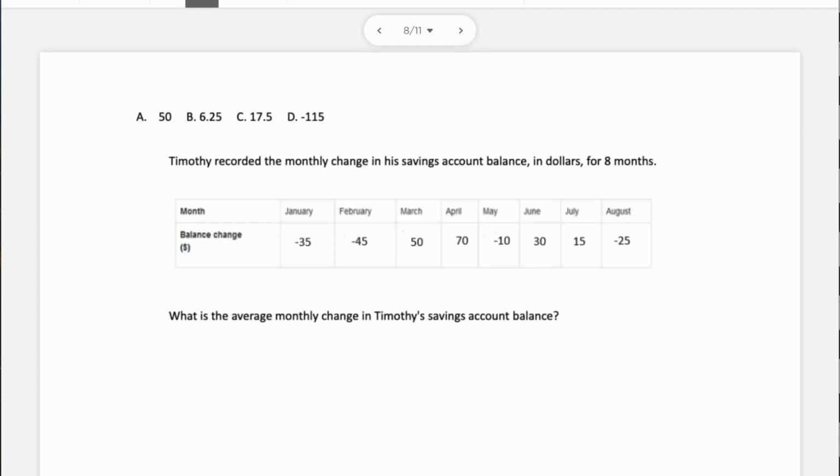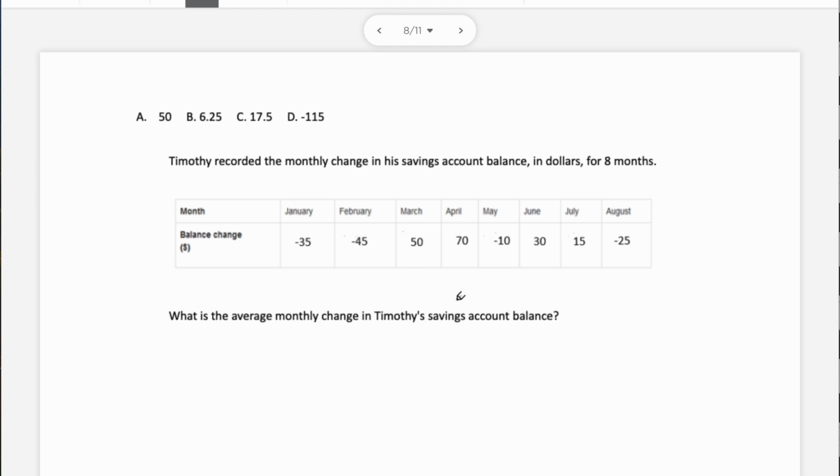All right, moving on. This one is going to require a little bit more work, but we're going to get through it here. This one says, Timothy recorded the monthly change in his savings account balance in dollars for 8 months. So those are all the changes down there. When it's negative, that means he spent money. When it's positive, that means he put money in. What is the average monthly change in Timothy's savings account balance?